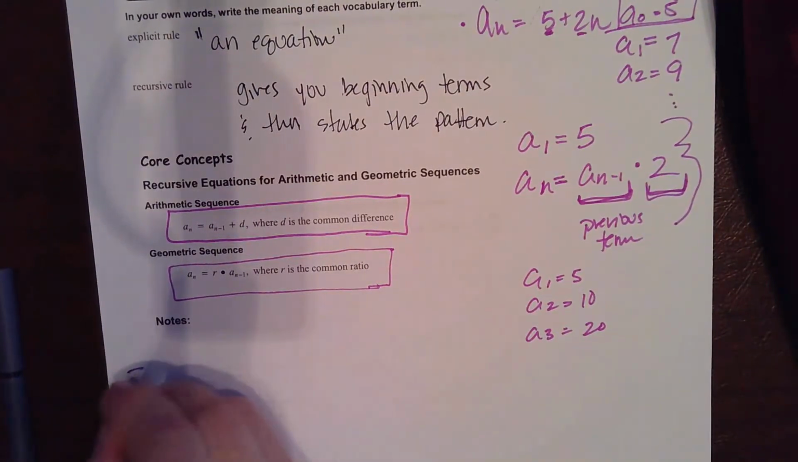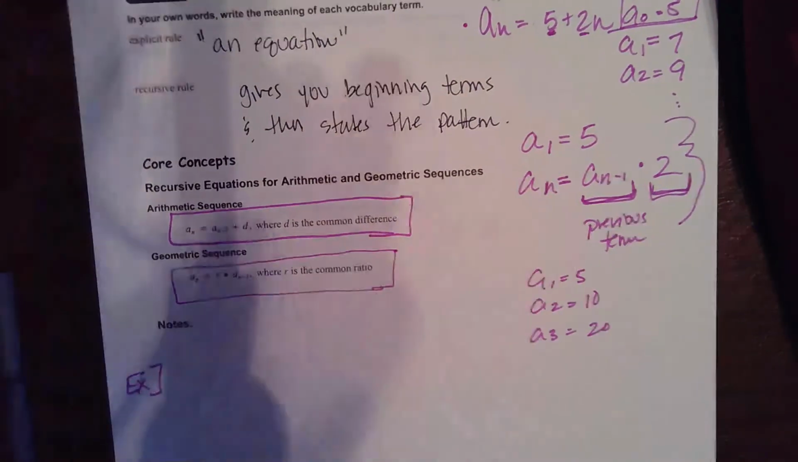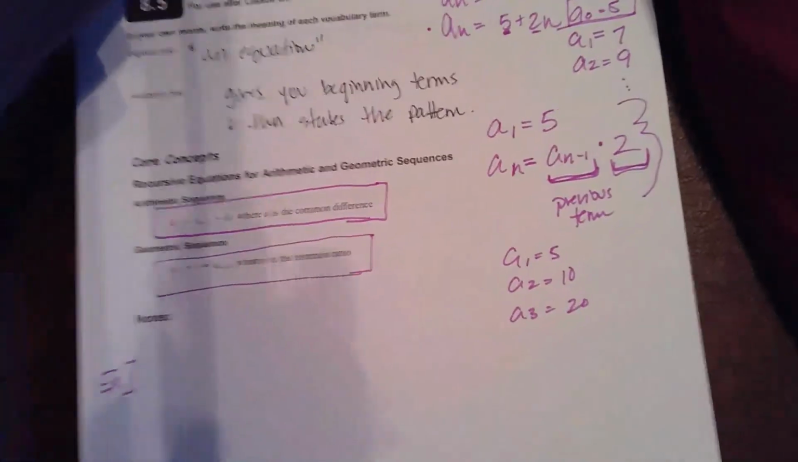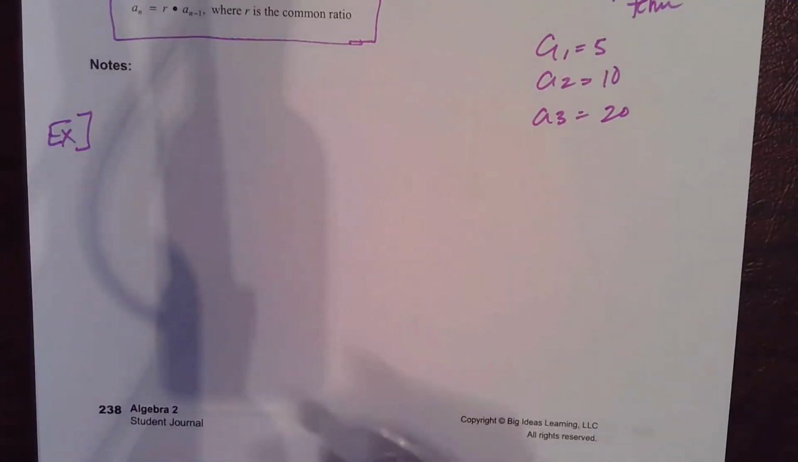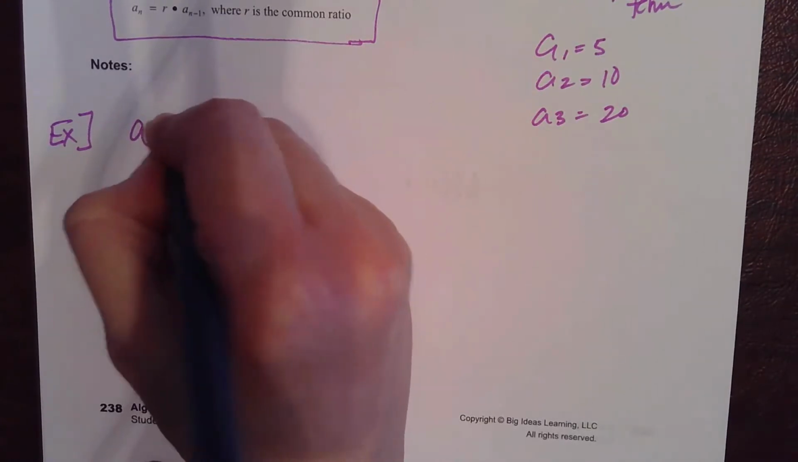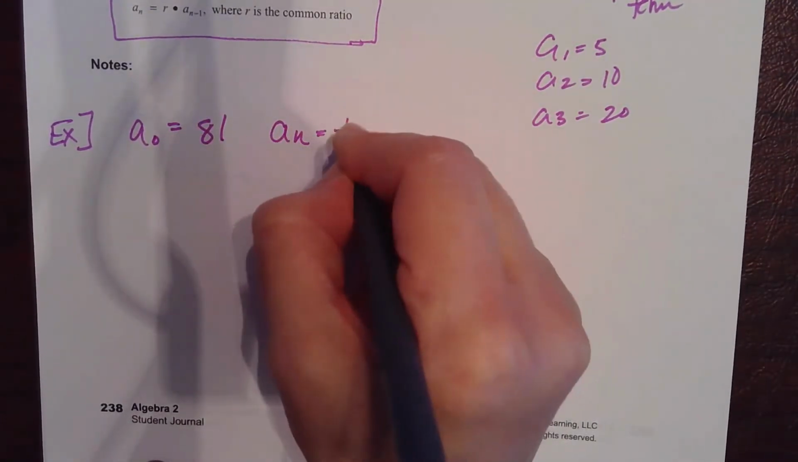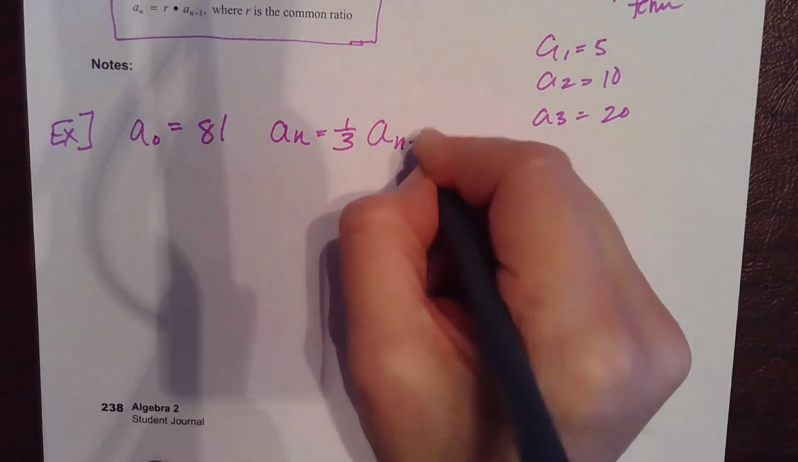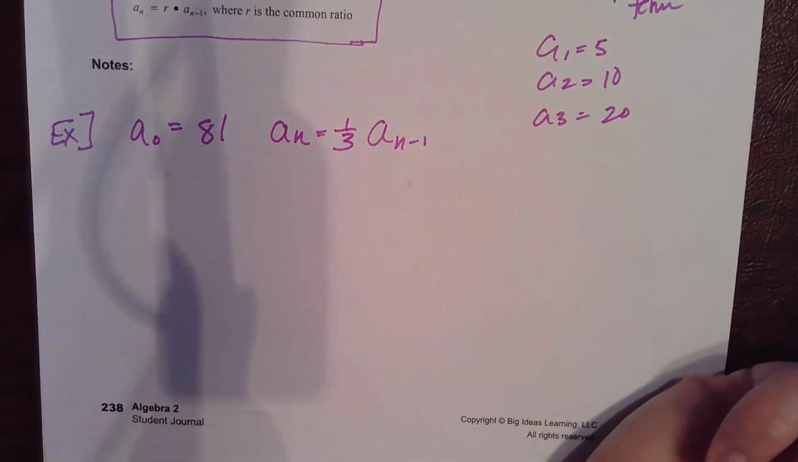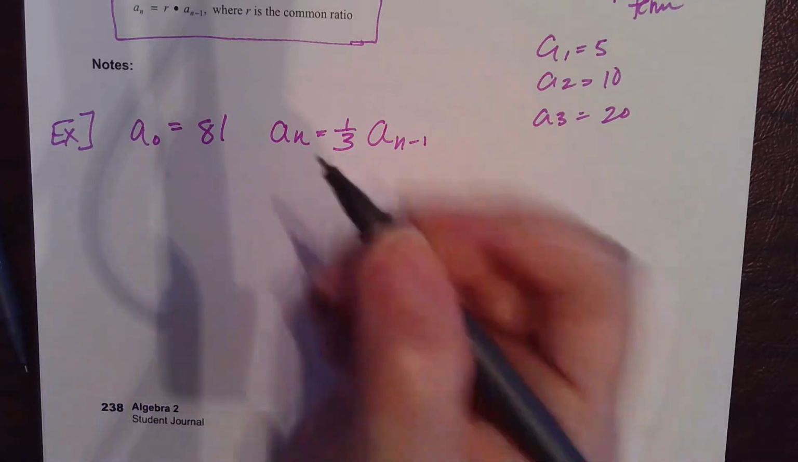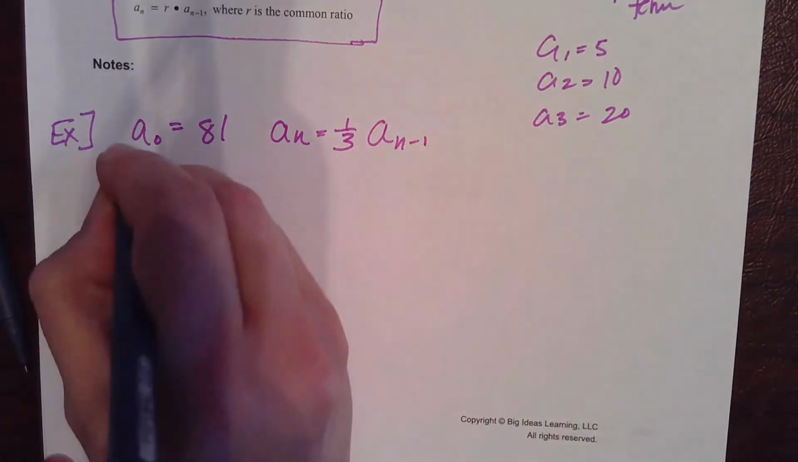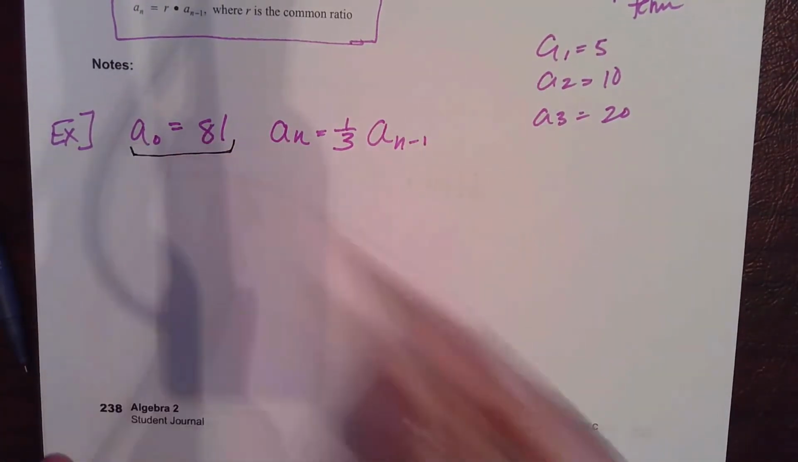Let's go through a couple examples. We'll start with the first one here. If I tell you a sub 0 is 81, and then I give you a sub n is 1/3 a sub n minus 1, write the first 6 terms. Technically this does not count as one of your terms.